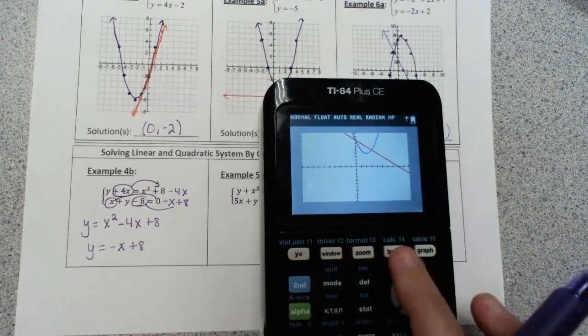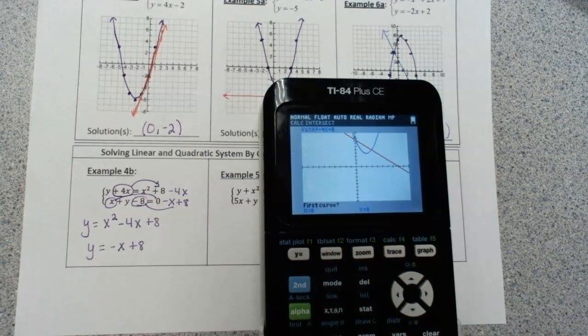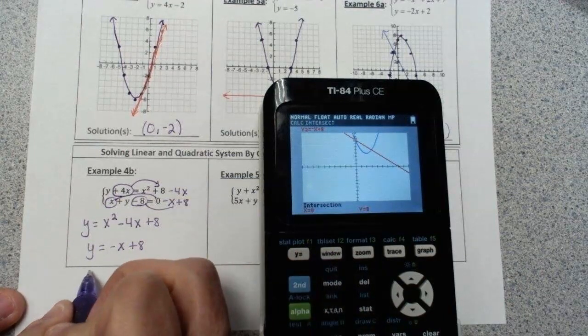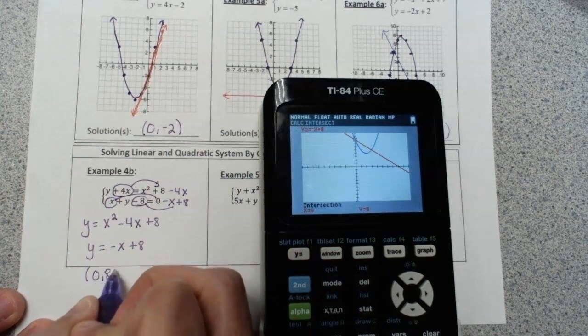So we're going to do second trace 5. And then we're going to move the cursor, which is already close to that one. So once we get it close to one of the intersections, we're going to hit enter 3 times. 1, 2, 3. And it says intersection is 0, 8. So that's going to be one of our answers, 0, 8.